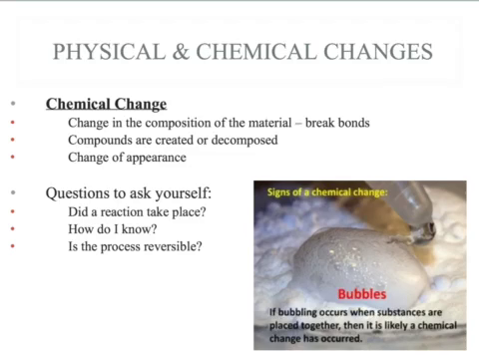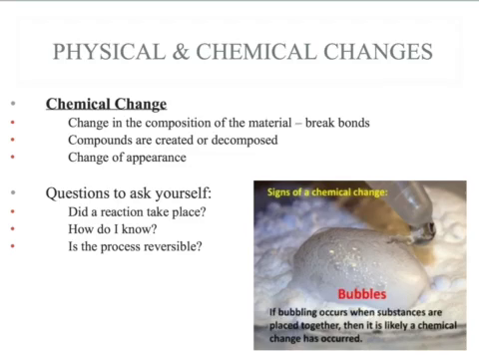So a chemical change is a change in composition of material. So what happens is your substance actually breaks bonds and new substances are created. And the way that happens is the bonds rearrange themselves and form new bonds, and you get a brand new substance. That's really important, the fact that you get a new substance. There's a definite change of appearance. This occurs when reactions take place.